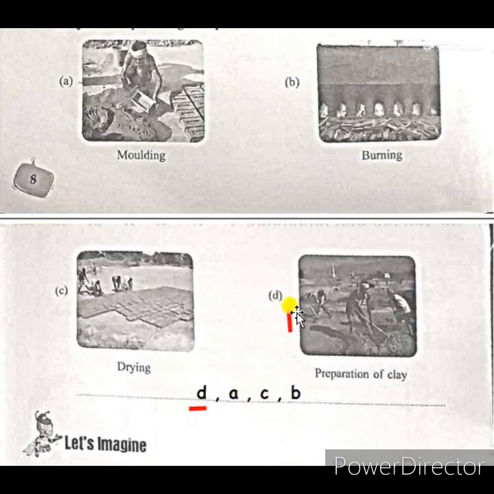After preparing clay, what will they do? They will put the clay in the molds. So the second stage is molding. That is picture A. So you have to write A. Next, after D, you have to write A. Picture A is the second step.